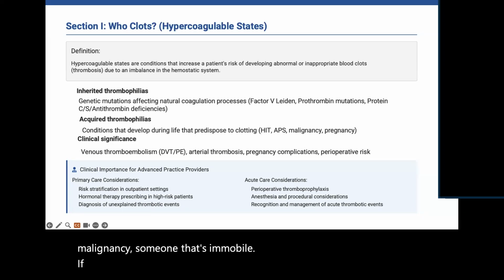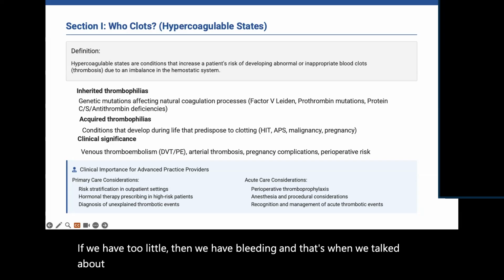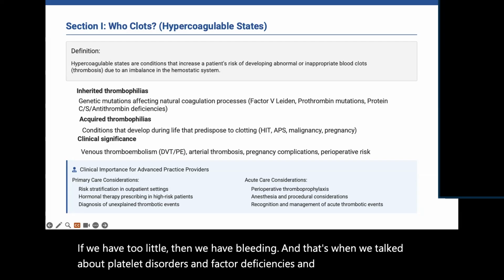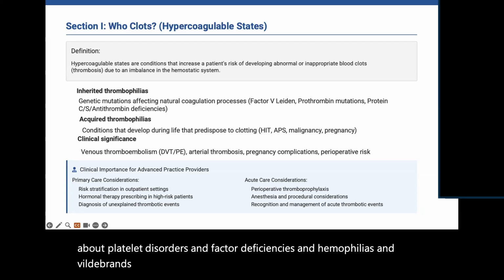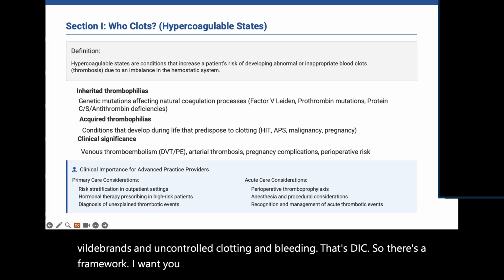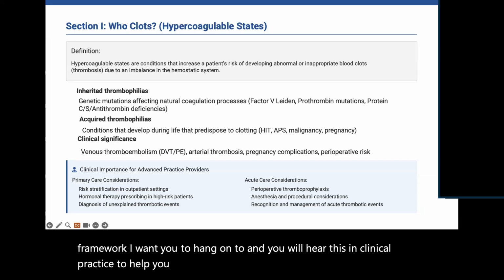Well, if we have too little, then we have bleeding. And that's when we talked about platelet disorders and factor deficiencies and hemophilias and Willebrand's, and uncontrolled clotting and bleeding, that's DIC. So there's a framework I want you to hang on to, and you will hear this in clinical practice to help you think about pathological clot formation.